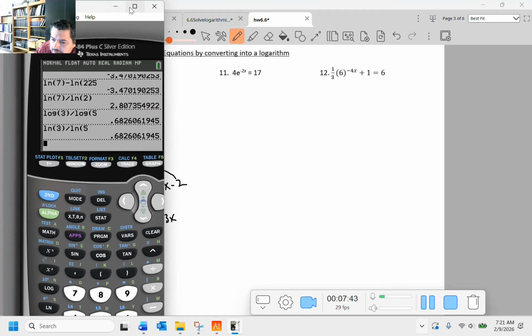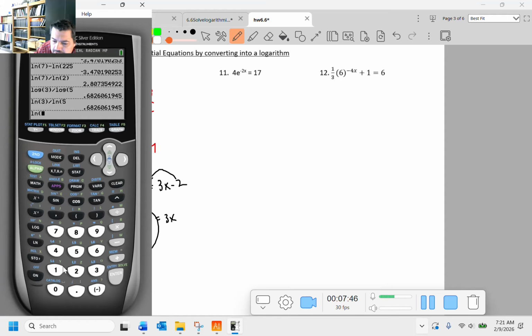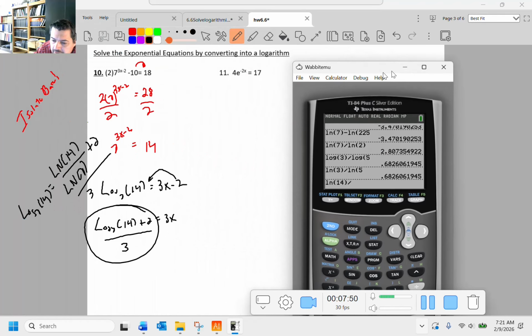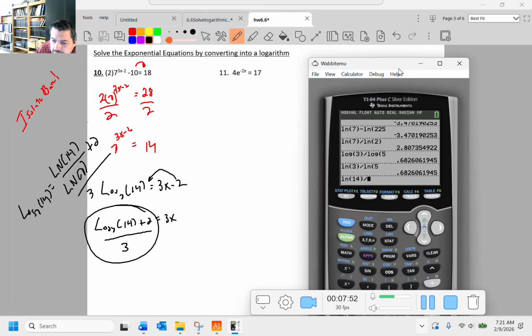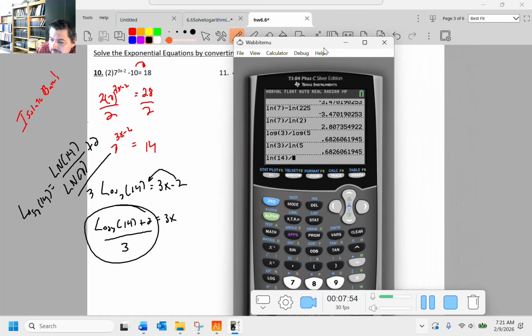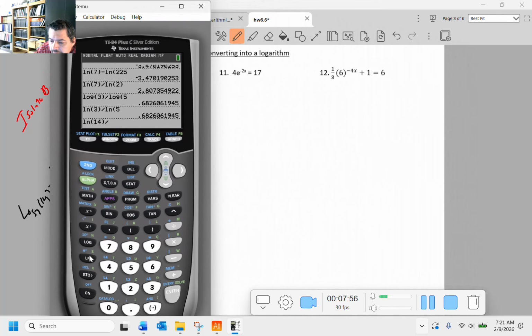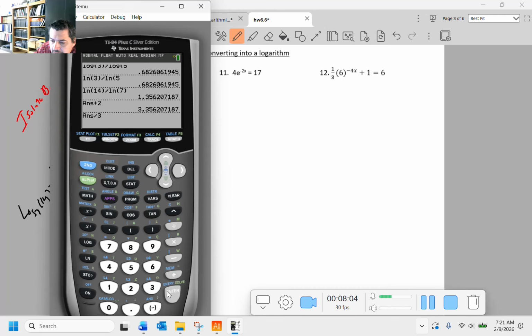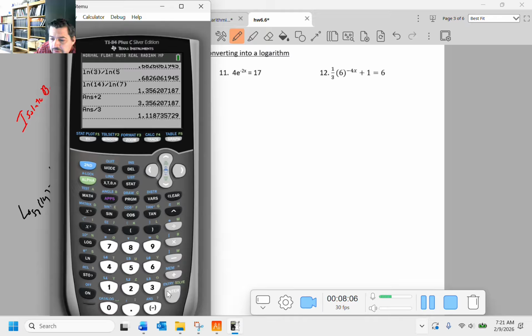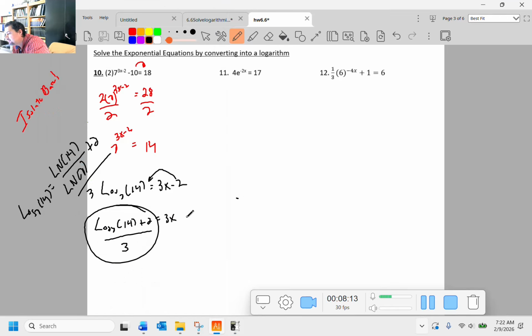All right. So what did I say I had? I had the natural log of 14. She was sitting pretty over the natural log of 7. We're going to have to add 2 to that. Then we're going to divide it by 3. And there's your answer. 1.1187. Make sure you can get that at home.